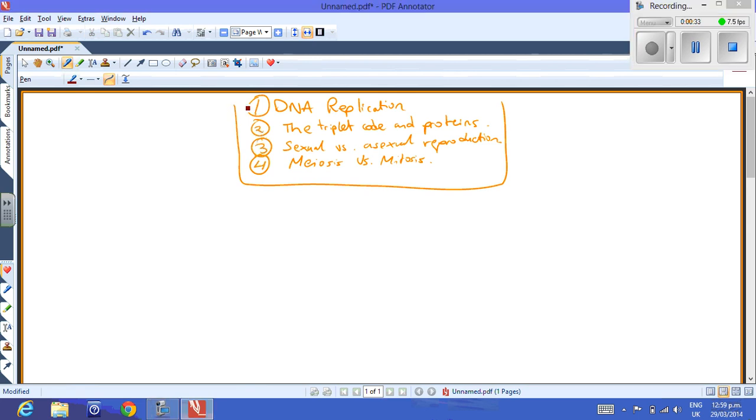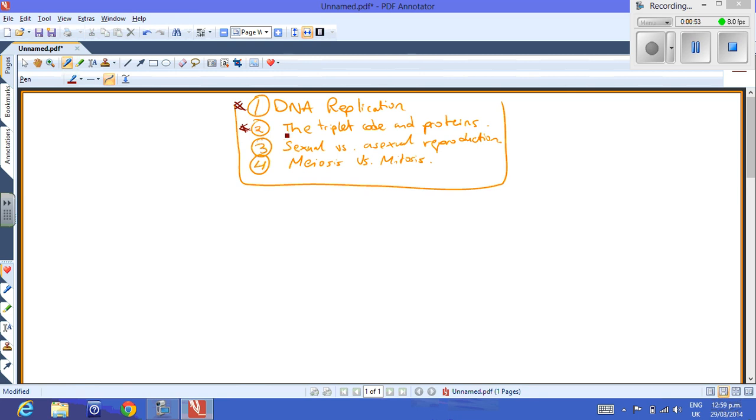The first one we're going to look at is DNA replication. This process has quite a few steps to it, so we had fun animating that in lesson this week in an effort to try and get you guys to memorize the steps. The triplet code and proteins, this is just a little addition to the replicative process, is that if you want to get proteins, you have to go a step further.